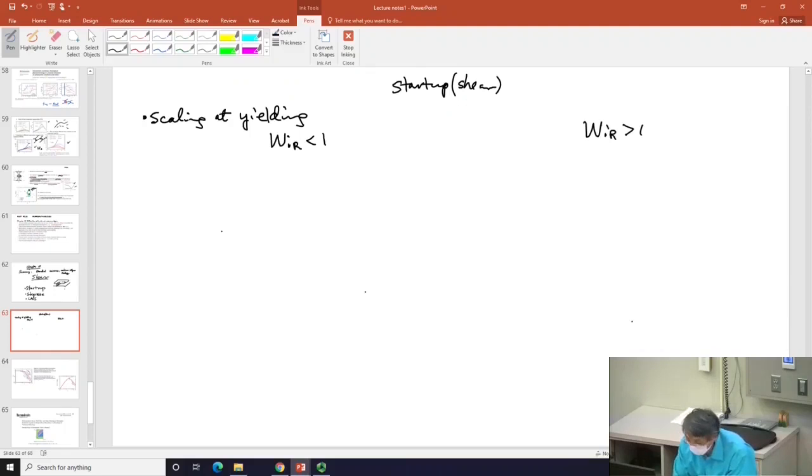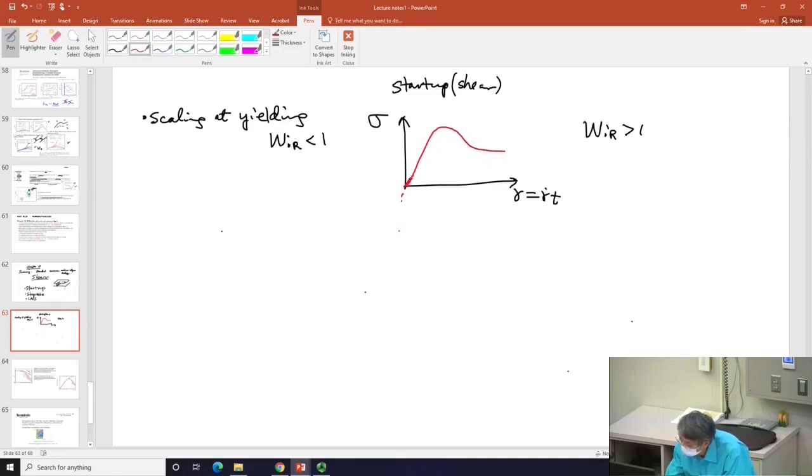Let me, of course, remind you what we are looking at experimentally. We're looking at the shear stress as a function of strain, or as a function of time. And we observe that there is an overshoot. And we can call that gamma y if you wish.